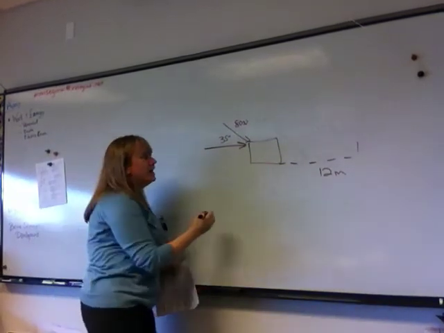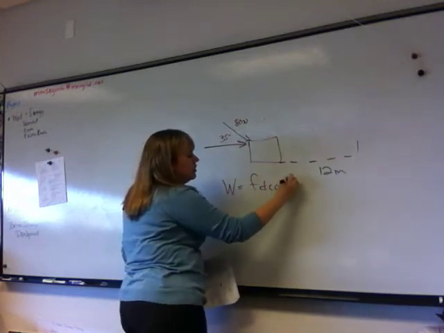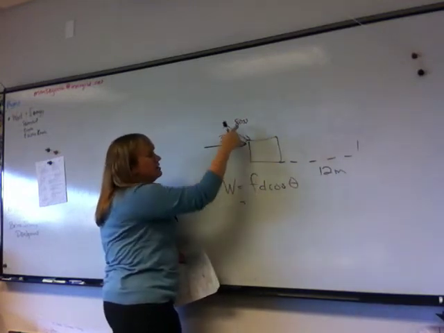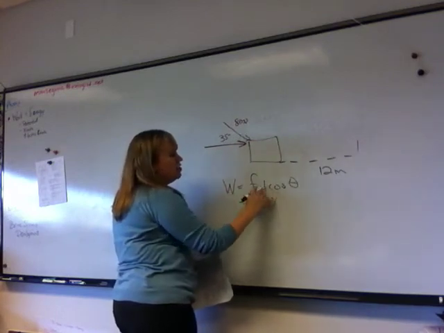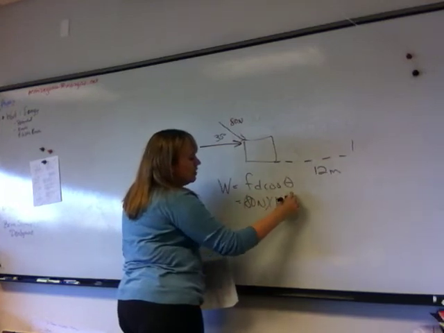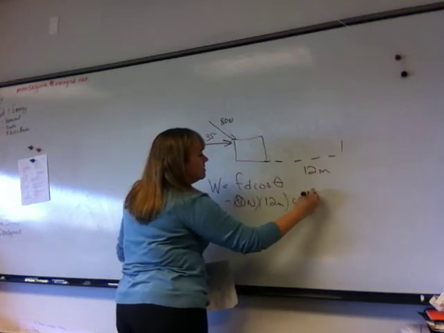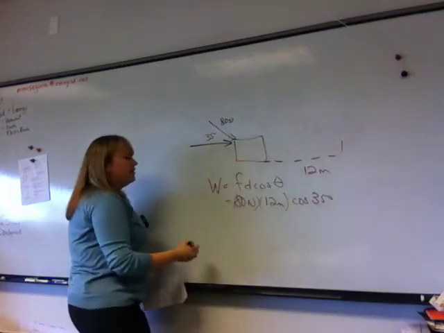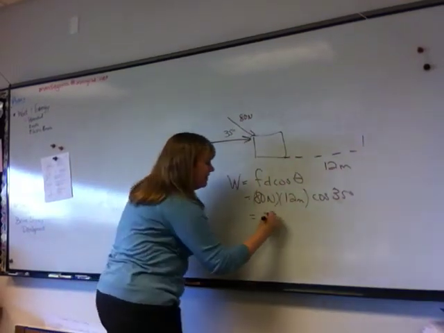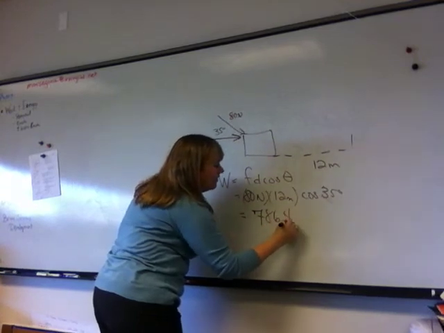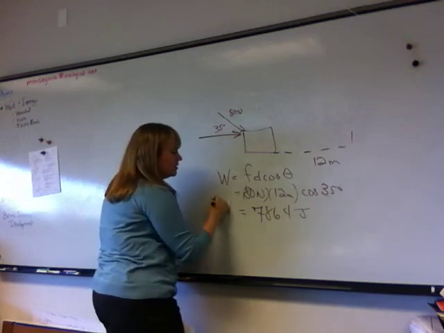So what's our formula for work again? Work is force times distance cosine theta. So our force is 80 newtons. The distance it traveled was 12 meters. And the angle that the force is being applied for cosine theta is cosine of 35. So plug that into your calculators. I'm going to call it 786.4 joules.